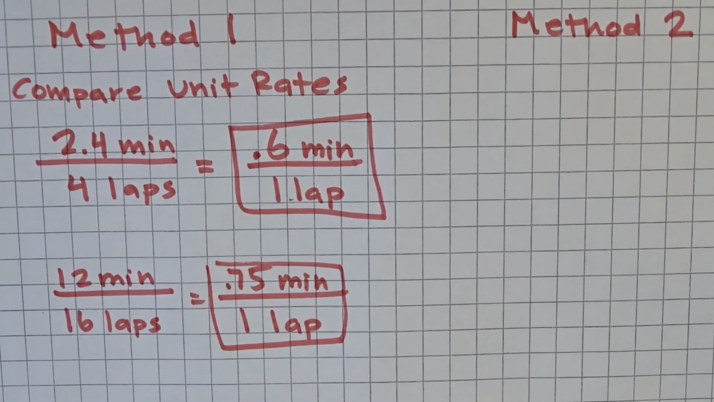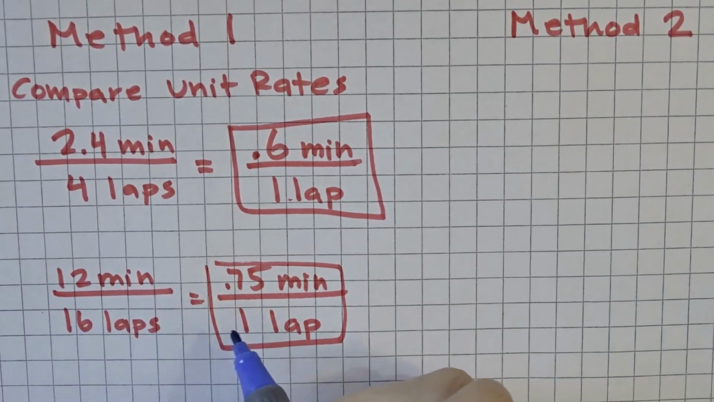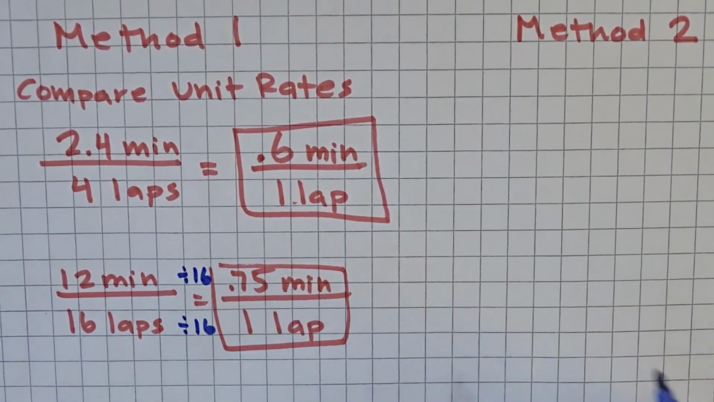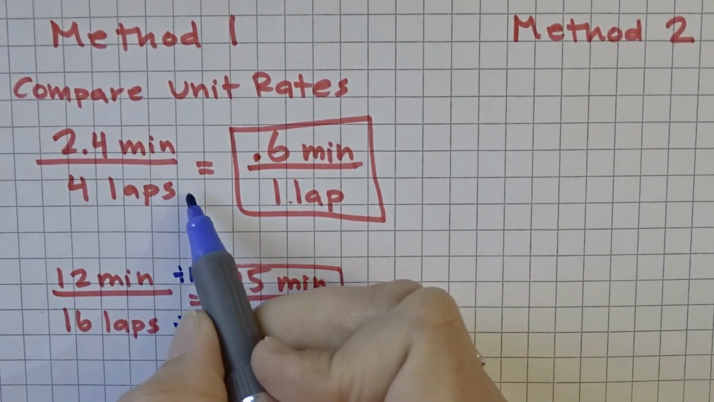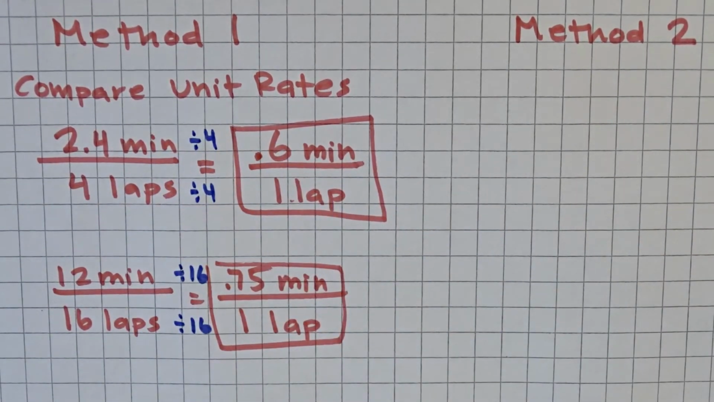And if you're curious how I got those numbers, I was just dividing. How do I get to a 1? 16 divided by 16 is 1, and 12 divided by 16 is 0.75. How does the 4 become 1? Divided by 4. So 2.4 divided by 4 was 0.6.